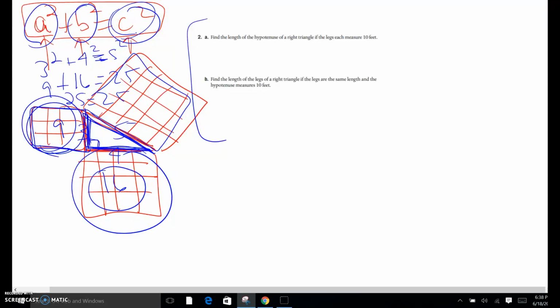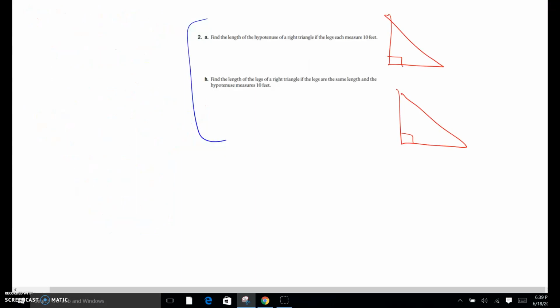So try 2a and b, and again, if you need to reread some of the examples, go back and do that, and then we'll pick up here. Okay, so let's look at this. Find the length of the hypotenuse of a right triangle if the legs are each 10 feet. So this leg is 10 feet, this leg is 10 feet.